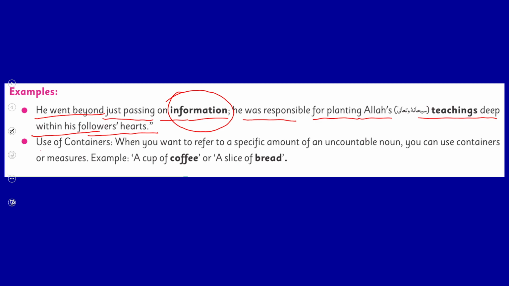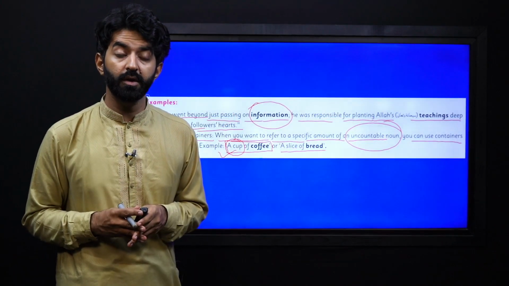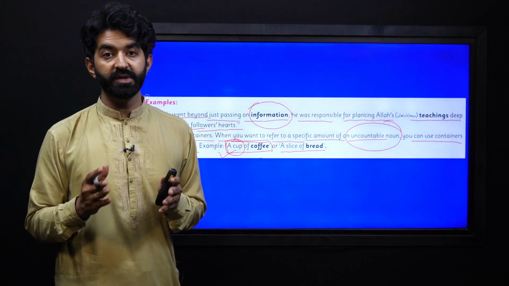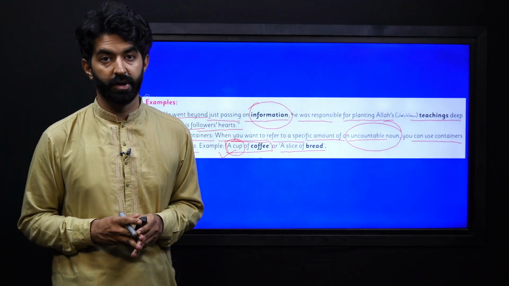Also, we use containers. How? When you want to refer to a specific amount of an uncountable noun, you can use containers or measures. For example, a cup of coffee. We cannot say 3 coffees or 4 coffees. We will use this container, a cup of coffee or a slice of bread. So these phrases before our uncountable noun tell us about the quantity of the uncountable noun, but obviously it is different than a countable noun. We do not use numbers with uncountable nouns.